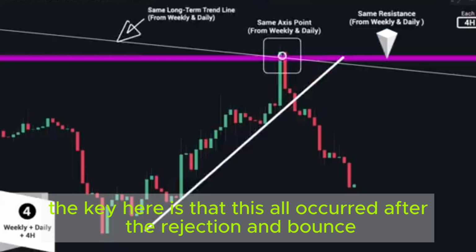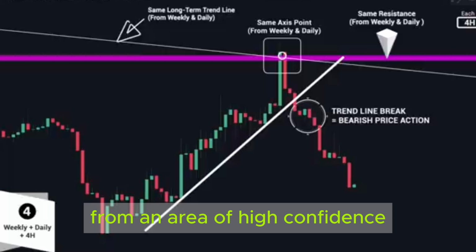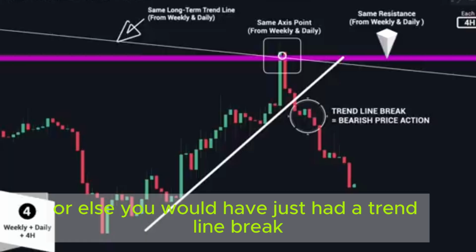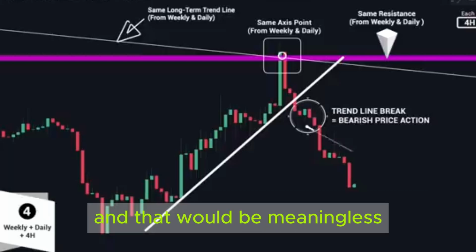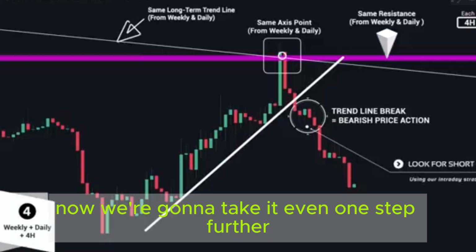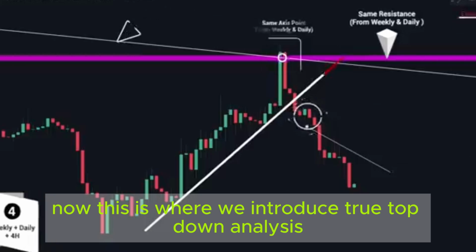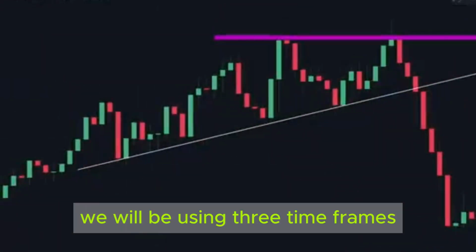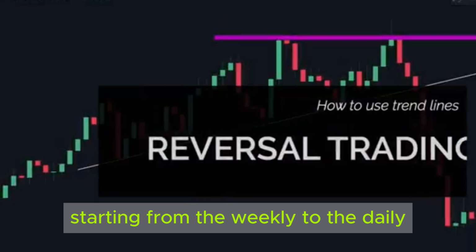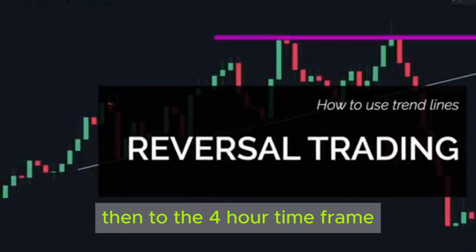Again, the key here is that this all occurred after the rejection and bounce from an area of high confluence, or else you would have just had a trend line break, and that would be meaningless. Now, we're going to take it even one step further. This is where we introduce true top-down analysis. We will be using 3 time frames, starting from the weekly to the daily, then to the 4-hour time frame.